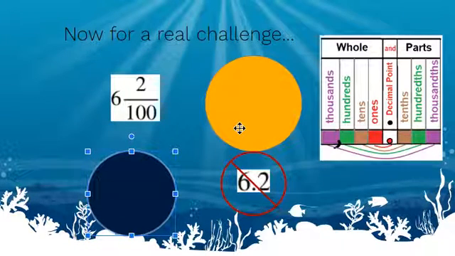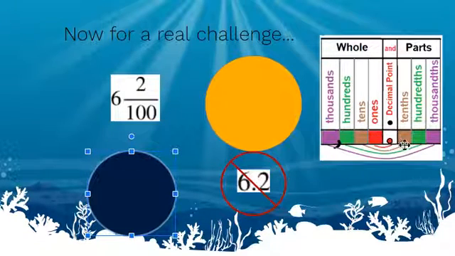How about if we were to write that in decimal form? Now, I have a hint here, because notice how my 2 is in my tenths place. This would say 6 and 2/10ths. And if we added a 0, it would say 6 and 20/100ths. But we're trying to write a decimal that shows 6 and 2/100ths. So let's think about it.